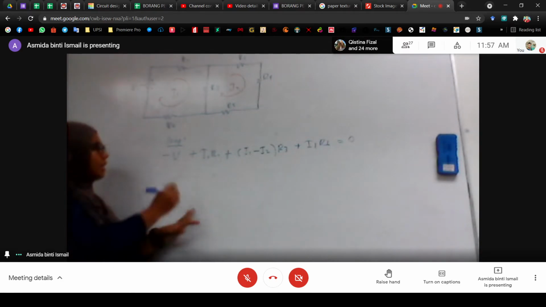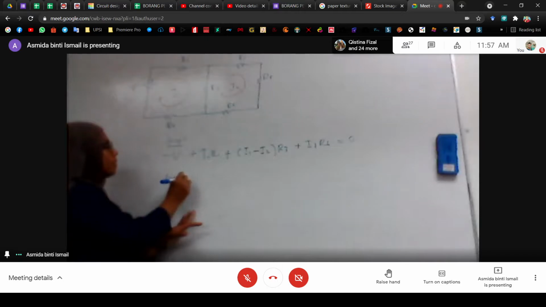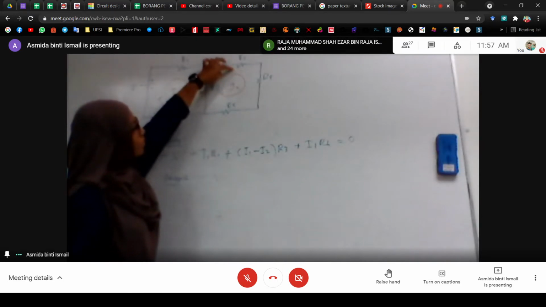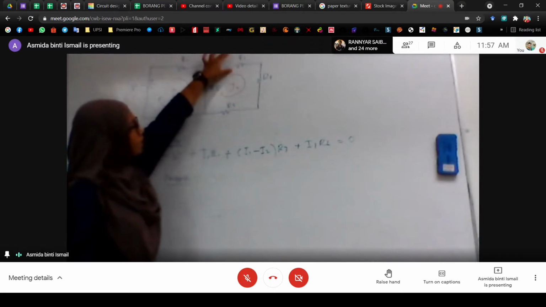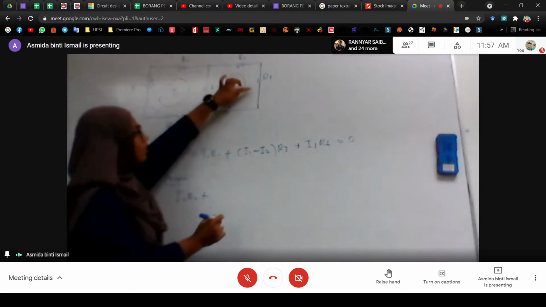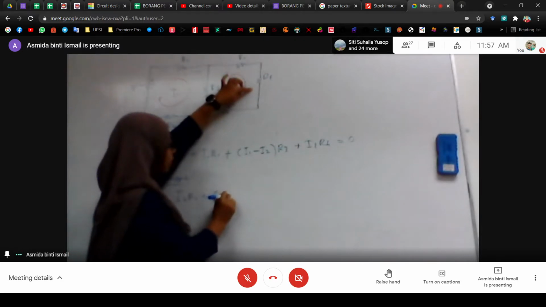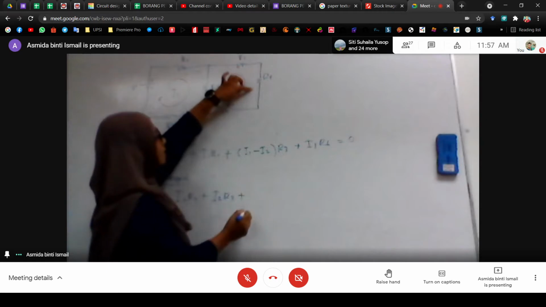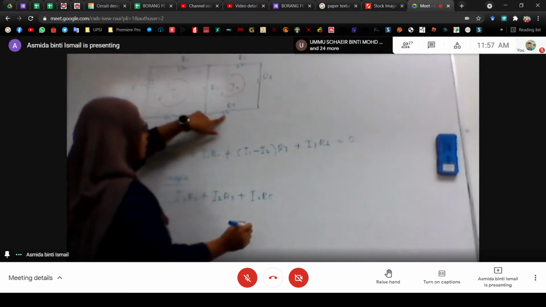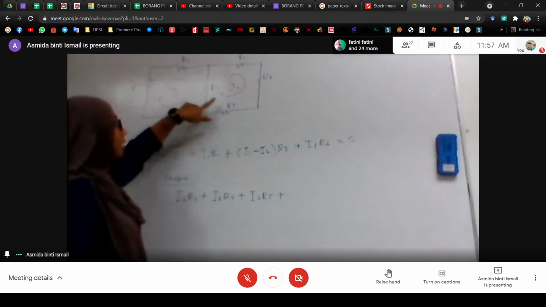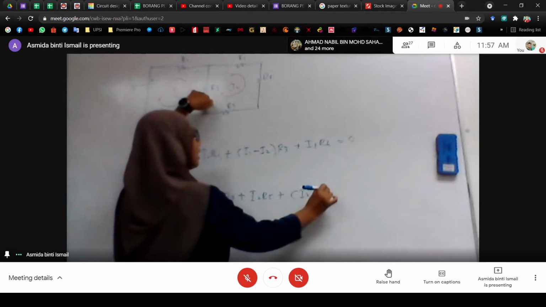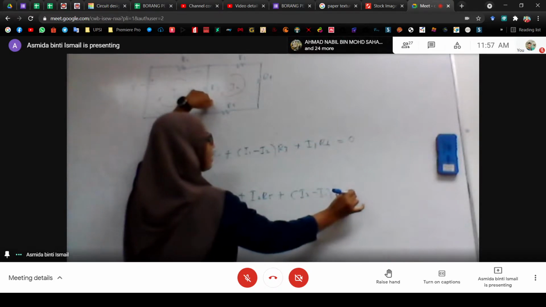Okay, loop 2. This loop. For I2, we start from here. Voltage here is I2 R2, plus voltage here is I2 R4, plus voltage here is I2 R5, plus voltage here is I2 minus I1 times R2.